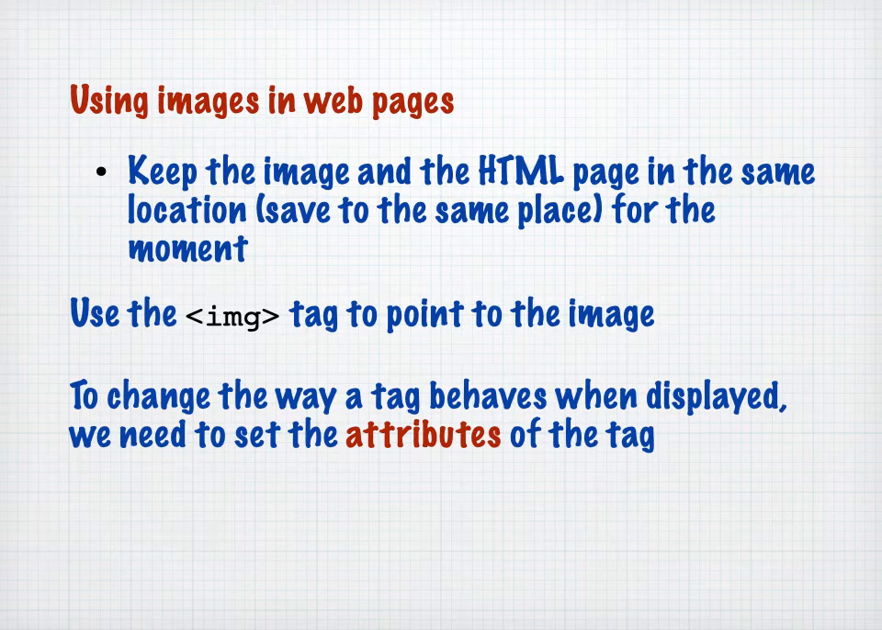Now the problem is, of course, how does the browser interpret that image tag to know which particular image you want to use? Now the way that we change the way that a tag behaves is to use these things that are called attributes. We change the attributes of the tag. And the way that we define attributes is to use things wrapped up in double quotes. So let's have a look at an example of the image tag.